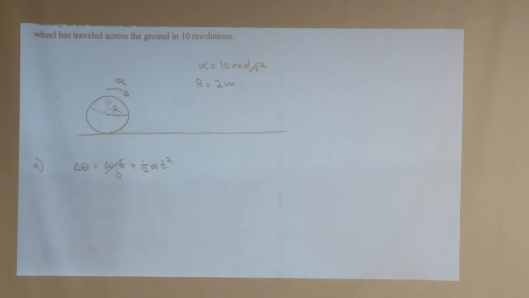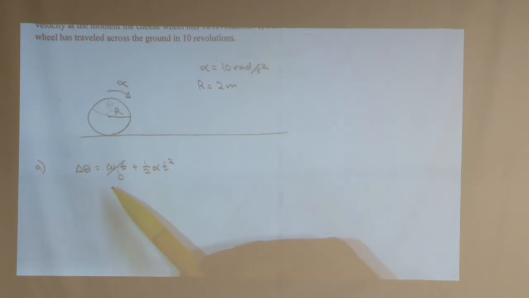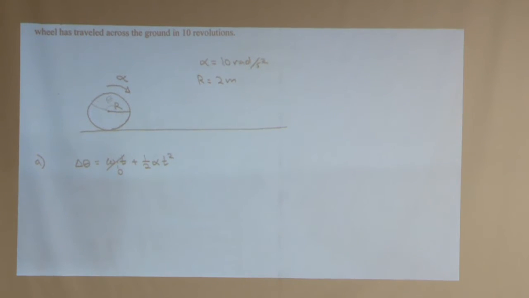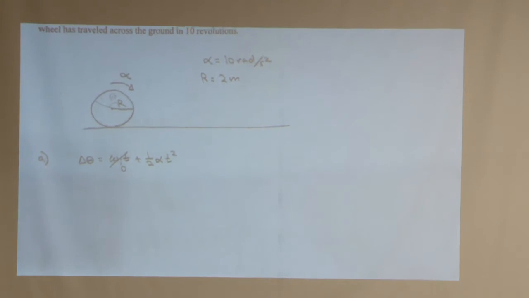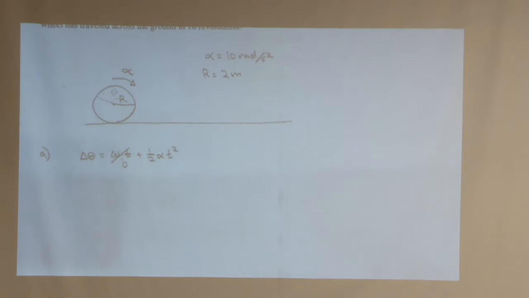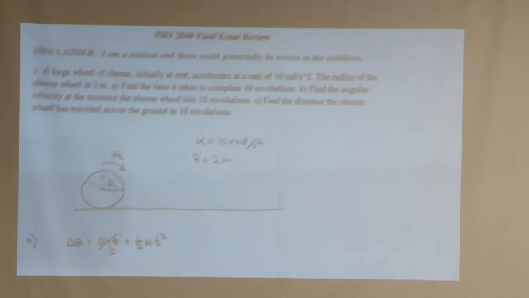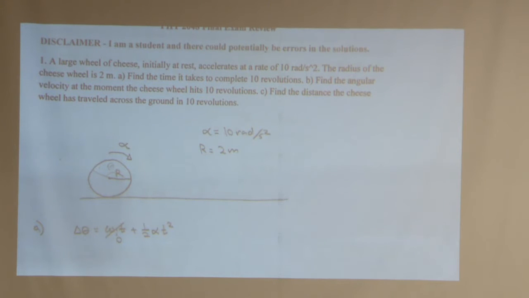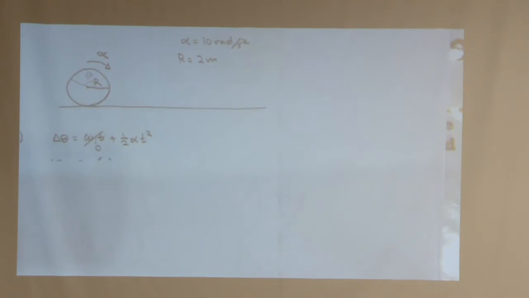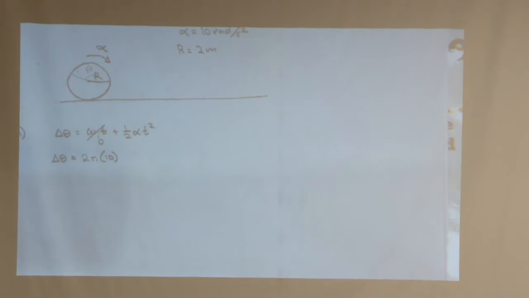Okay. The wheel initially starts at rest, so we can take out that first term since there's no angular velocity initially. And then we have an equation that has delta theta, which is the angular displacement. We have alpha, which is angular acceleration, and then we have t, which is the time. All right, so the first thing we need to do is find the angular displacement that we're searching for. So the question says to complete 10 revolutions. So we need to find the delta theta that corresponds to 10 revolutions. So the way you do that is 1 revolution is 2 pi radians.